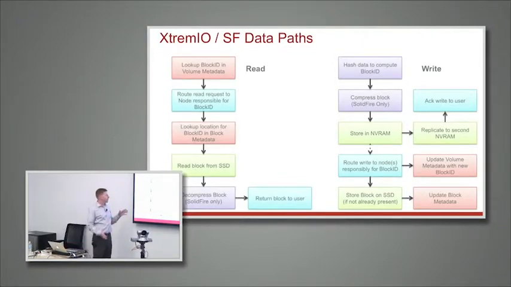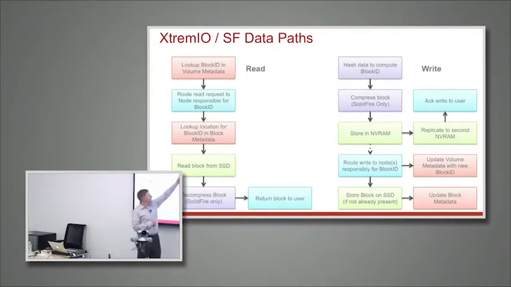The data paths for these are both actually fairly similar. So if you want to do a read, you look up your block ID in the volume metadata. Again, this is in memory. You then route your read request to the node that is responsible for that partition or that range of block data. In memory, again, you look up the location of that block ID in the block metadata. You read the block from SSD. In our case, we decompress it because we actually compress our data, and return the block to the user.